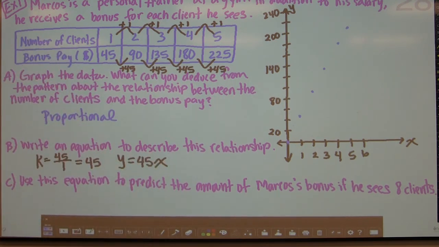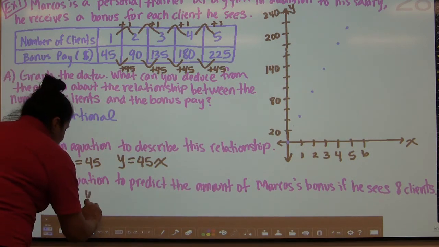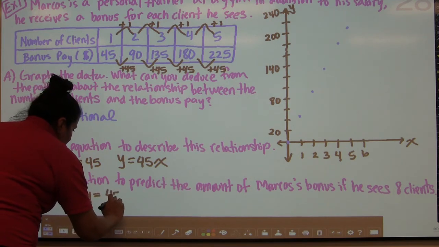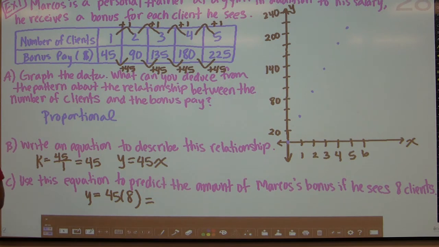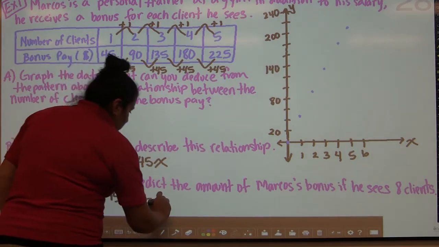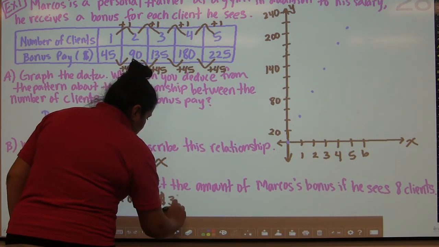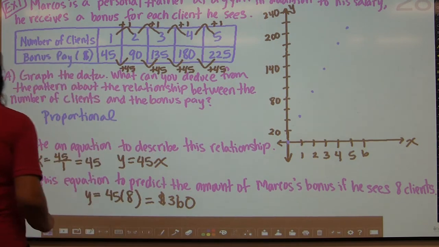Alrighty, that's part B. And then in part C, it says use this equation to predict the amount of Marcos's bonus if he sees 8 clients. So that just means I want to find the y value when x is 8. So I'm going to come down here and say y equals 45 times 8. And 45 times 8 is apparently $360. So he'll have a bonus of $360.